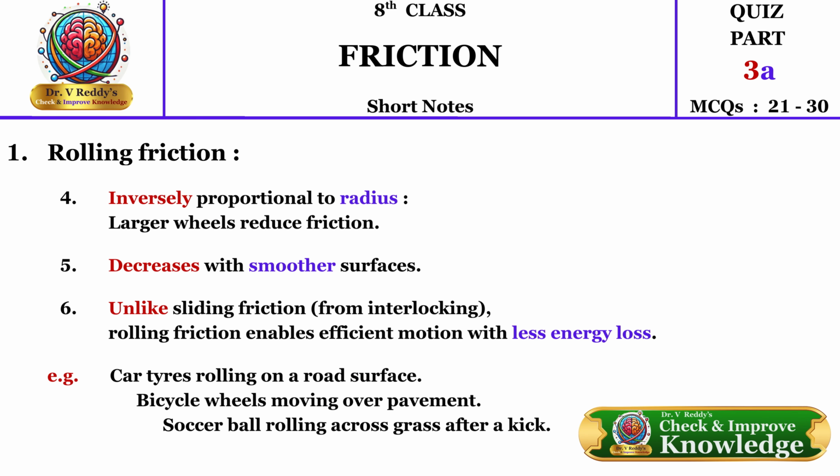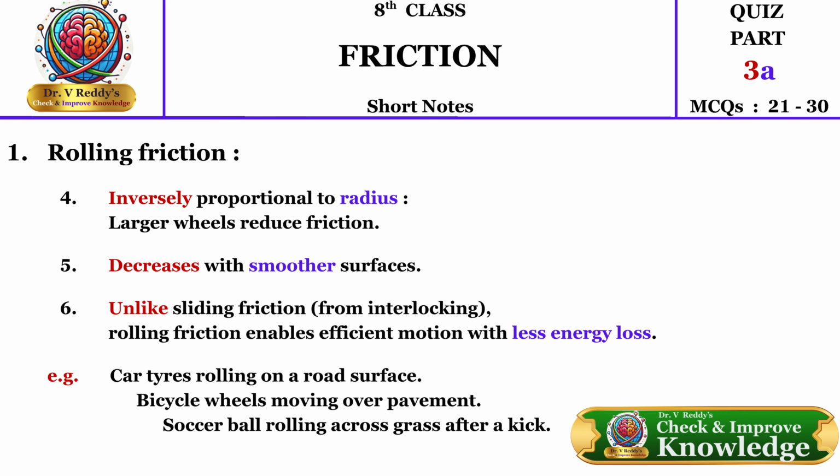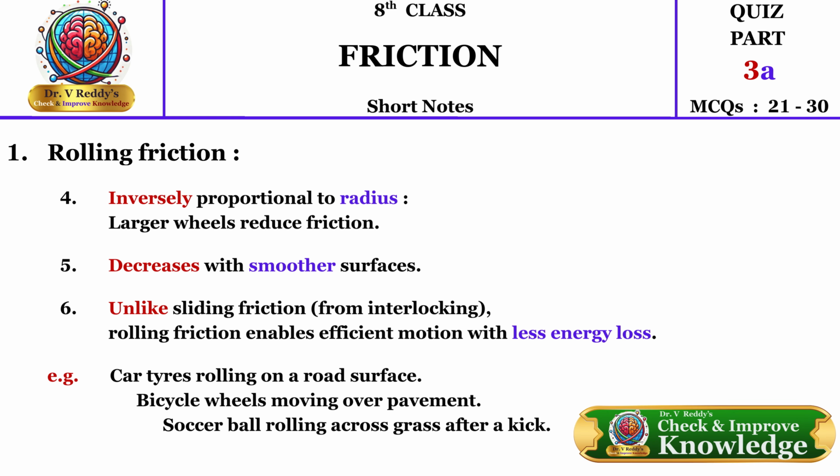4. Inversely proportional to radius. Larger wheels reduce friction. 5. Decreases with smoother surfaces. 6. Unlike sliding friction, rolling friction enables efficient motion with less energy loss. Examples are car tires rolling on a road surface, bicycle wheels moving over pavement, a soccer ball rolling across grass after a kick.